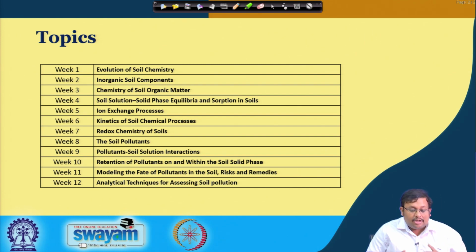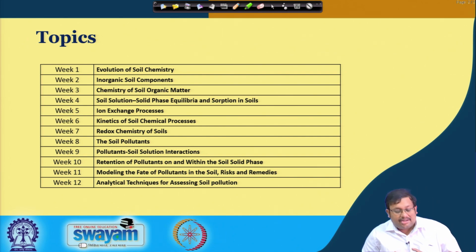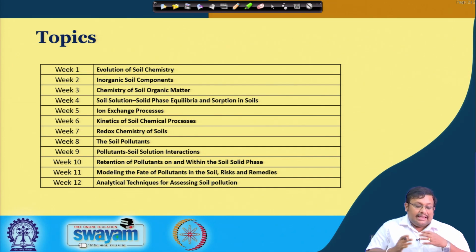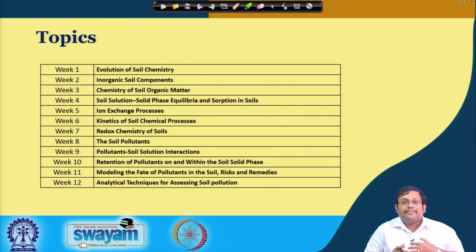Then week 7, redox chemistry of soils. Week 8, the soil pollutants. Week 9, pollutant soil solution interaction. Week 10, retention of pollutants on and within the soil solid phase. Week 11, we will be talking about modeling the fate of pollutants in the soil and then risk and remedies. And finally, in the last week, week 12, we will be talking about analytical techniques for assessing soil pollution.